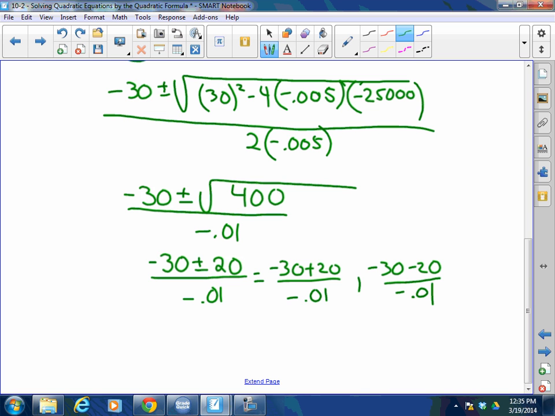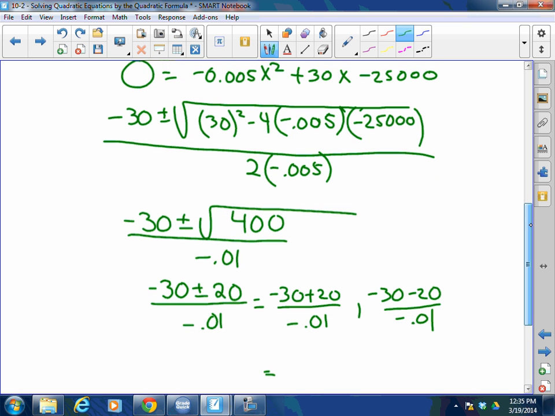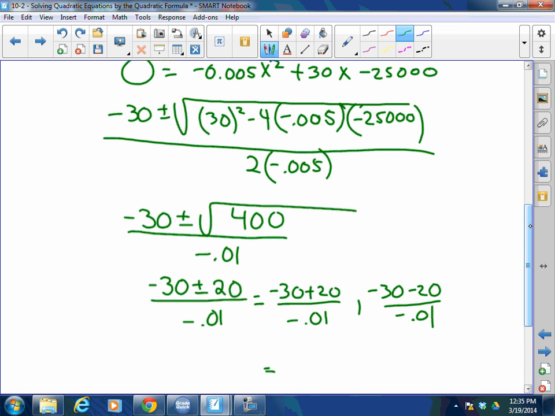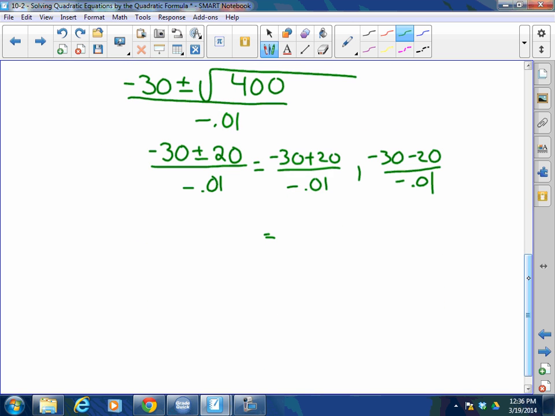Does that make sense? Promise? Okay, so now, what are my solutions? Negative 30 plus 20 is negative 10. Negative 10 divided by 0.01. No, it's 0.01. No, guys. 0.005 times 2 is 0.01. So like I said, negative 30 plus 20 is negative 10. Negative 10 divided by 0.01 is positive 1,000.